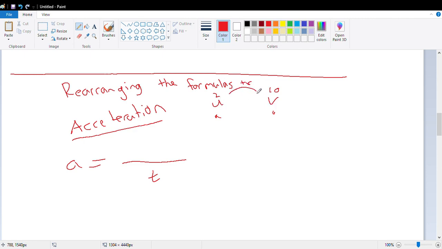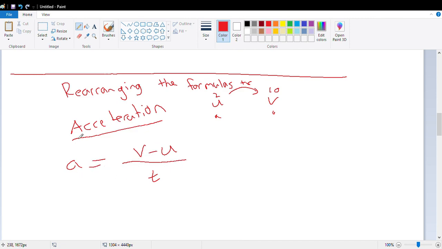So I'm using u and v to represent how fast we are when we start and how fast we are when we finish. How did I get 8? I went 10 take away 2, or v take away u. So this is another way to write the acceleration formula on your formula page. It just says change in speed. So this would be another update for you to do.